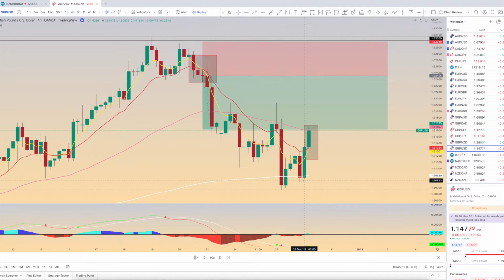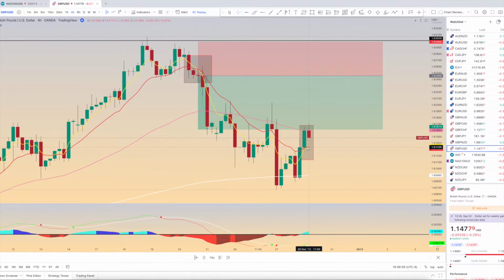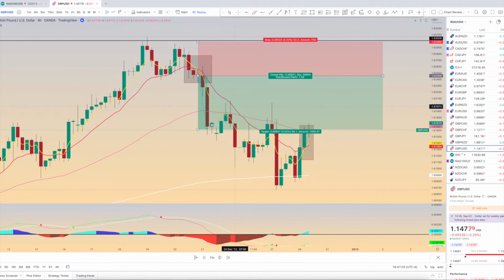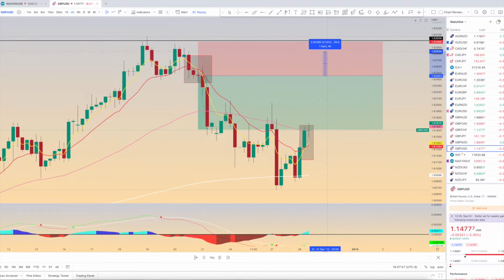So now we have a W that formed here, okay? And next candle, right? Now we have an EMA shift, and now you're out of the trade. That's it. So unfortunate, right? But you risked 53 pips and you got 84.